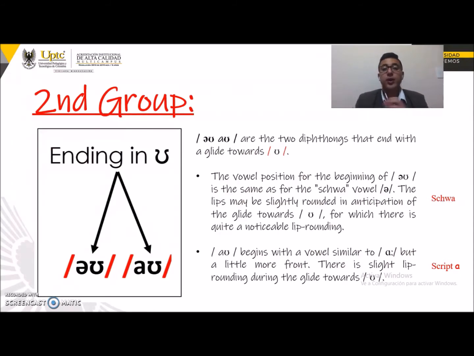So here I think it's pretty easy for you to understand because there are only two diphthongs and they finish with upsilon. Those are schwa and upsilon and script A and upsilon. Those are the characteristics for you to read. I don't think it's really necessary for me to explain because it's basically what we learned already in the vowels: how each vowel sound is pronounced, and here what it says is what we actually do when we put the two vowel sounds together. Alright, so let's move on into the examples.